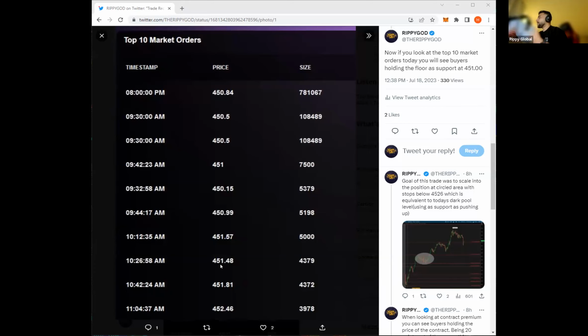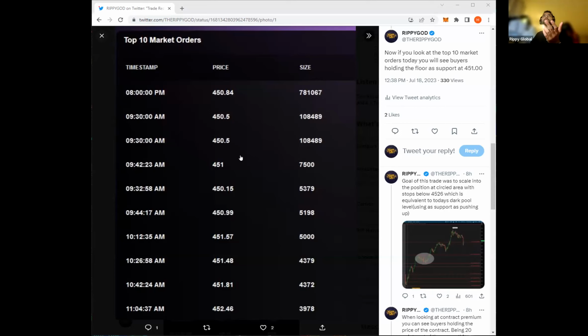My EMAs are lagging, my candlesticks are lagging, my tape is not lagging. It's telling me what's happening in real time, how much money is going into this position in real time, how much money is going in to build the support in real time. So as you can see, they're solidifying my support right here at 450.81.